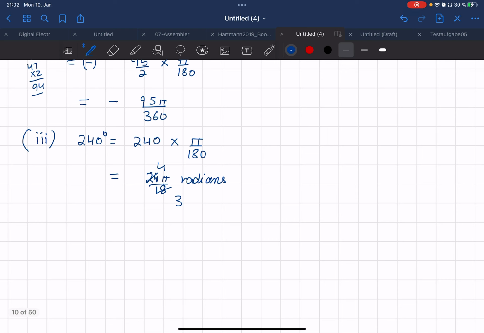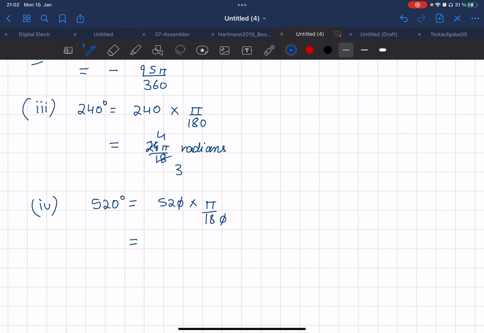And the last is, what is the last? 520 degree. Fourth. So that is also the same thing. 520 degree is 520 into pi upon 180. So this cut, and here we can do it. 2 9s are 18, 2 2s are 4, 1 2 6 are 12. So 26 pi by 9. And it does not divide. So 26 pi by 9 radians.